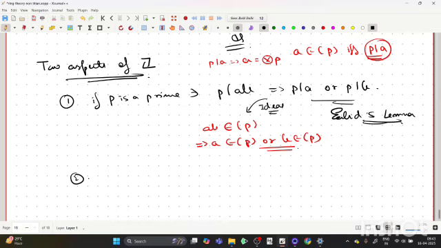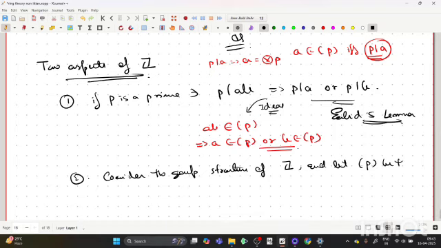The second important aspect is that consider the group structure of Z, and let pZ be the subgroup generated by p, where p is a prime.